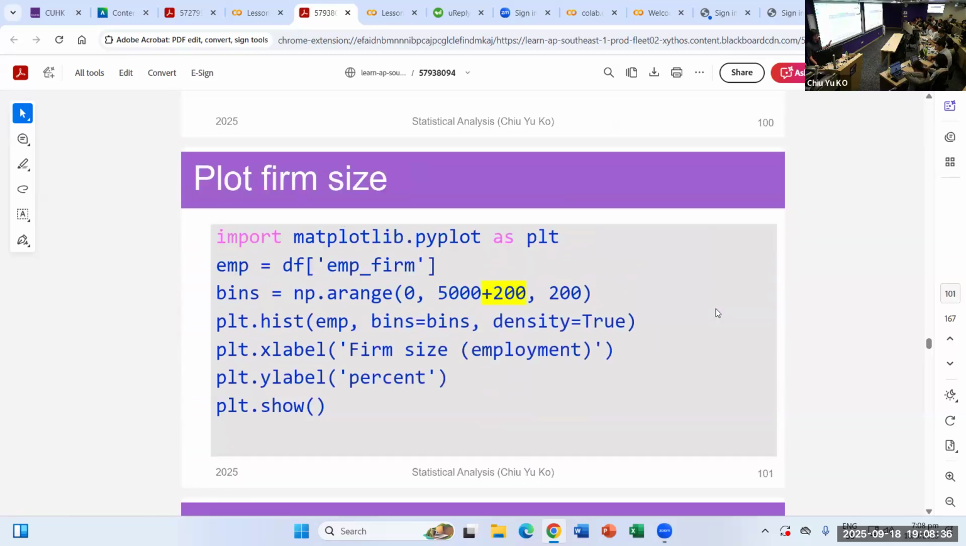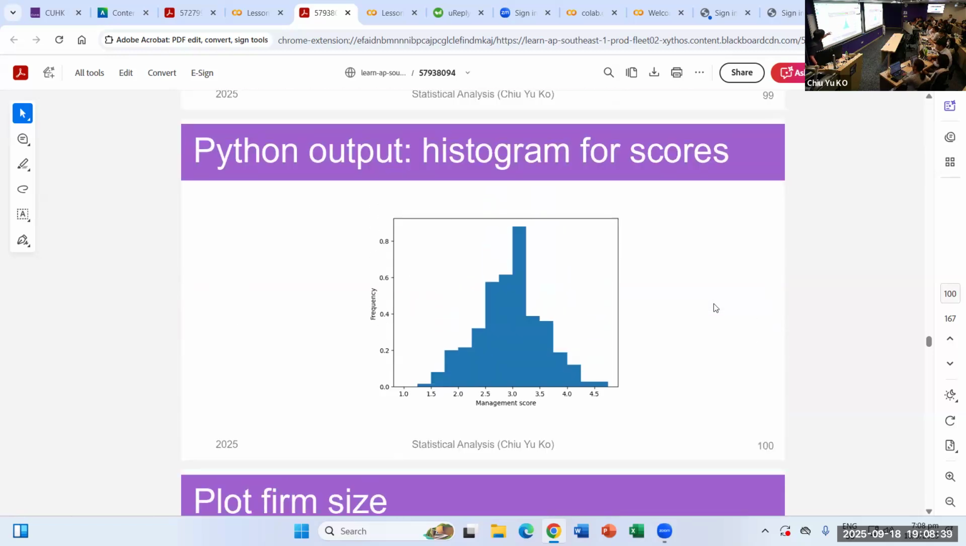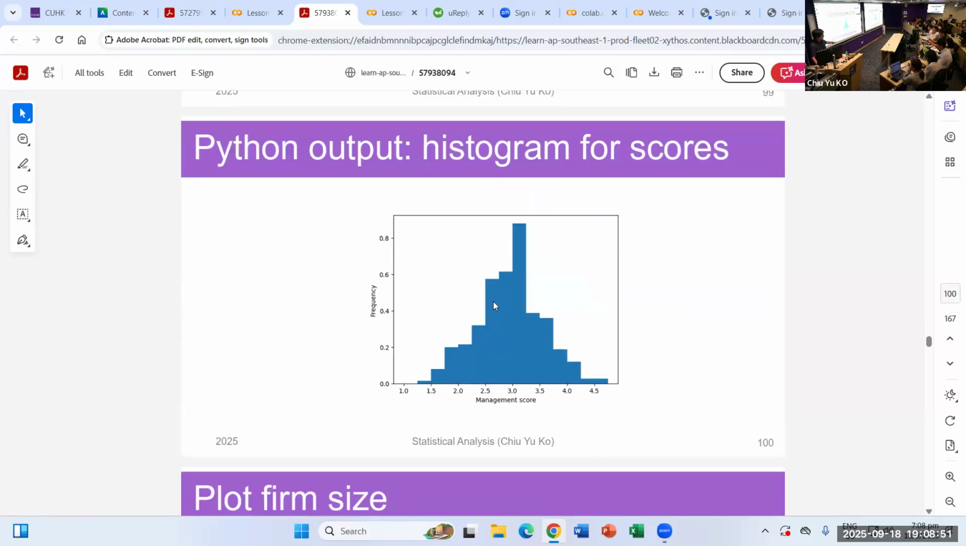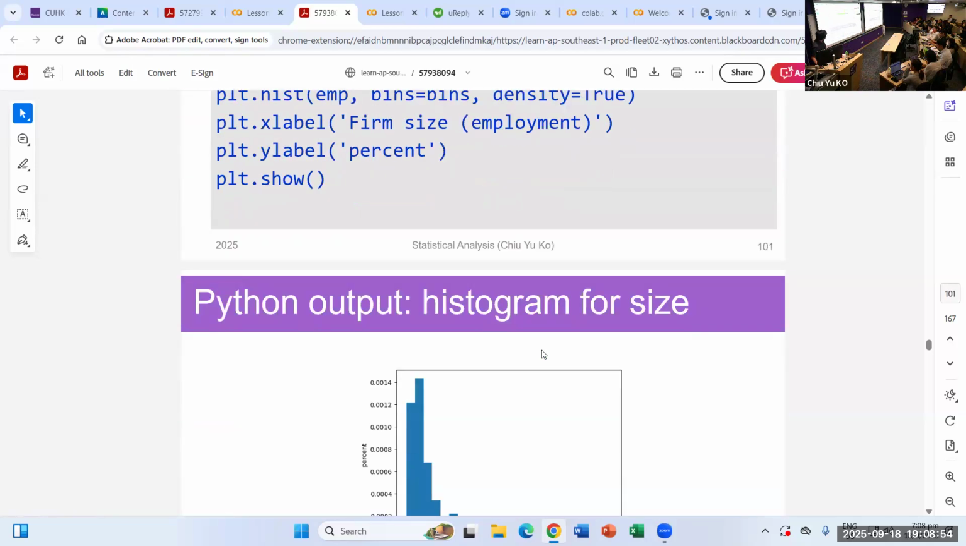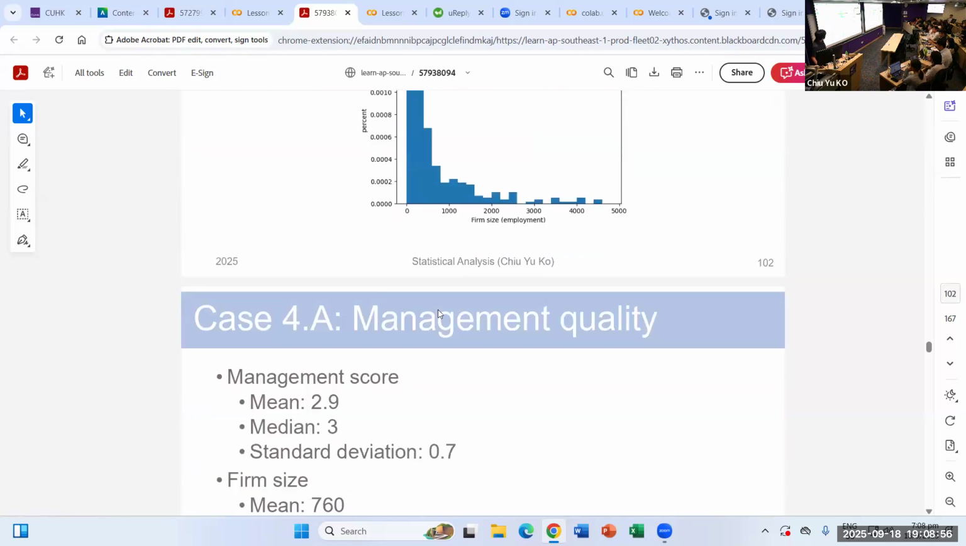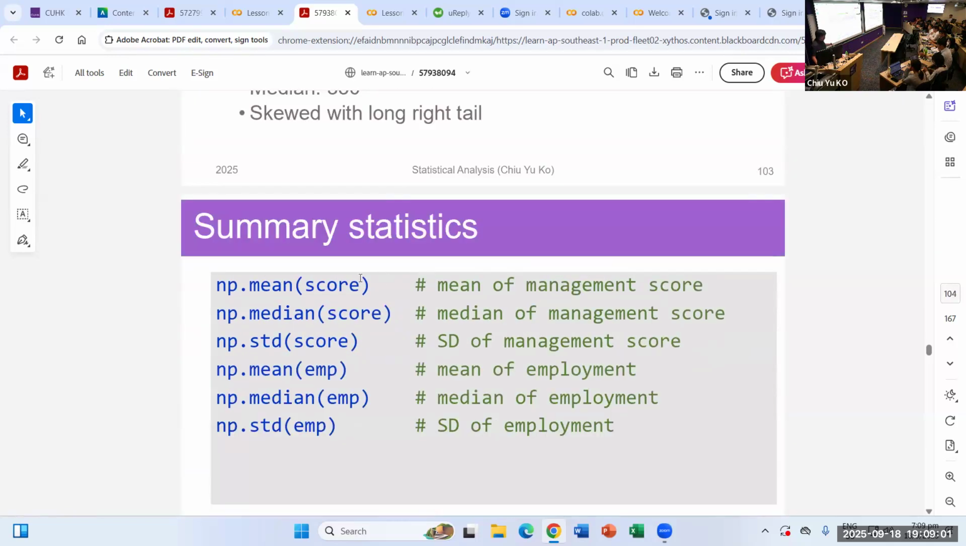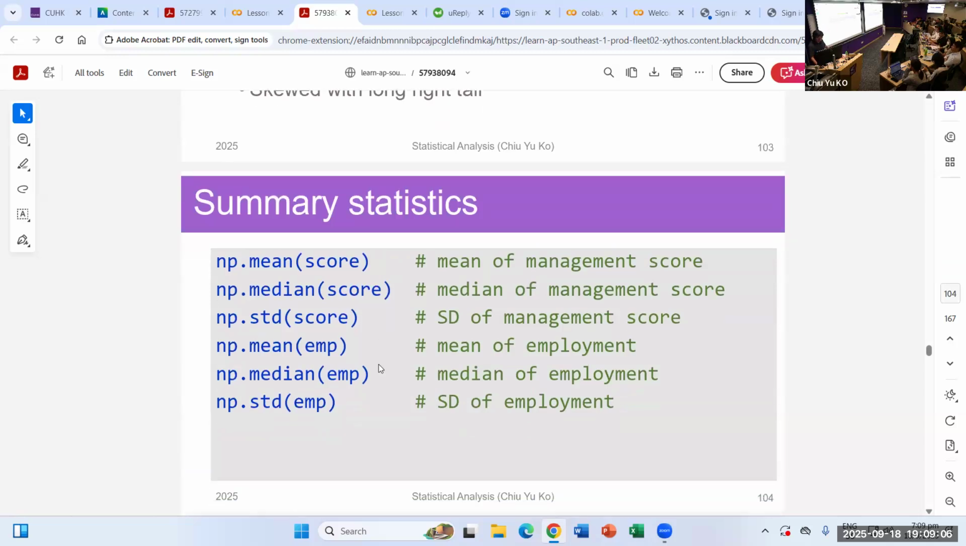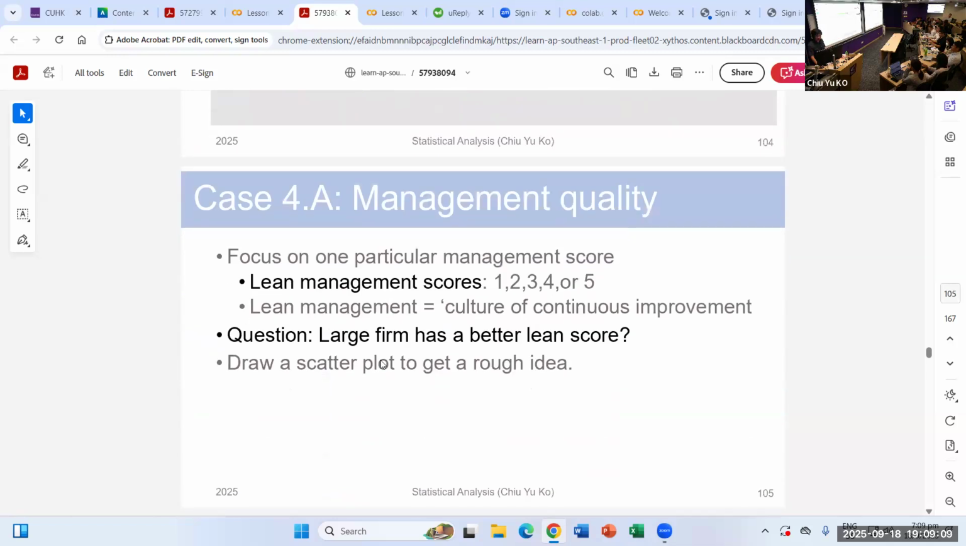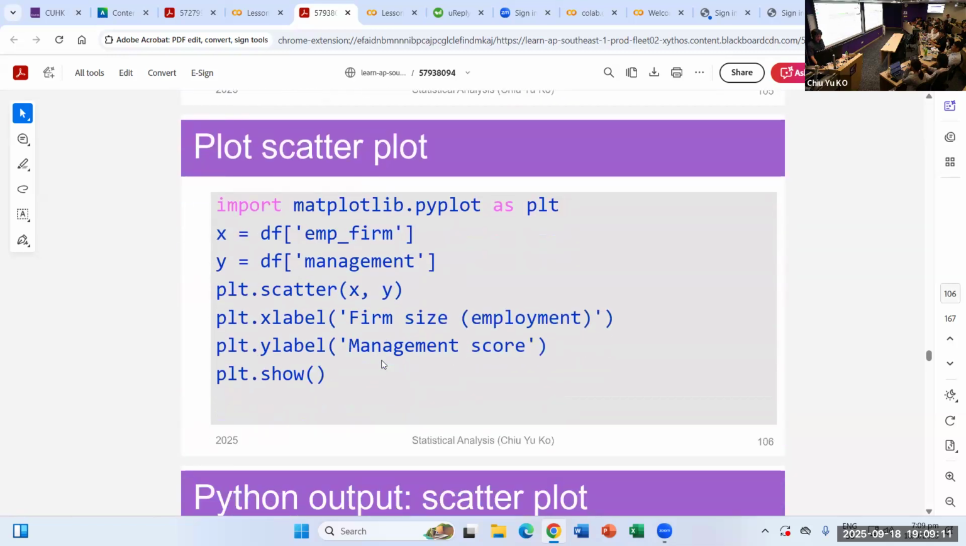And then I look at the employment, because I want to see how to establish whether big firms are managed better, or small firms are managed better, or whether they're irrelevant, that firm size doesn't affect the management score. So you try to look at what the shape looks like. The employment looks like this, and these are all the data. You can also calculate the summary statistics based on what we learned in class before. And then this is the management score there.